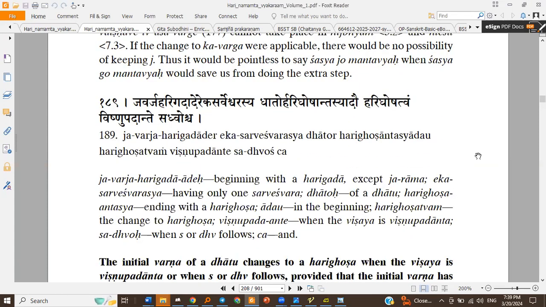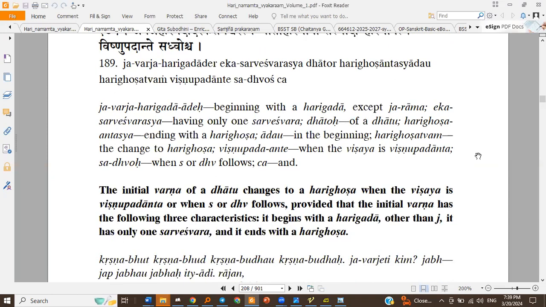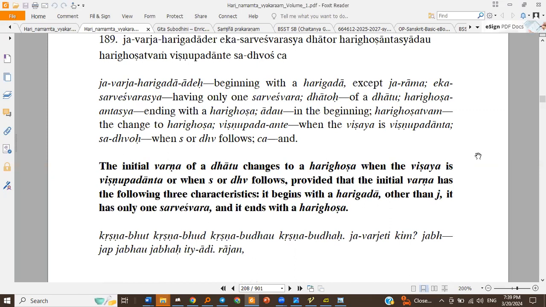Javarja Hari Gadadir Eka Sarveshwarasya Dhator Hari Ghoshan Tasya Adau Hari Ghoshatvam Vishnu Padante Sadghoshcha. The initial varna of a dhatu changes to a Hari Ghosha when the Vishaya is Vishnu Padanta or when Sa or Dva follows, the Paranimitta. So if we have a word which is a dhatu, the initial letter of that dhatu changes to Hari Ghosha when either the scope, the Vishaya, is Vishnu Padanta or when Sa or Dva follows. Provided that the initial varna has the following three characteristics.